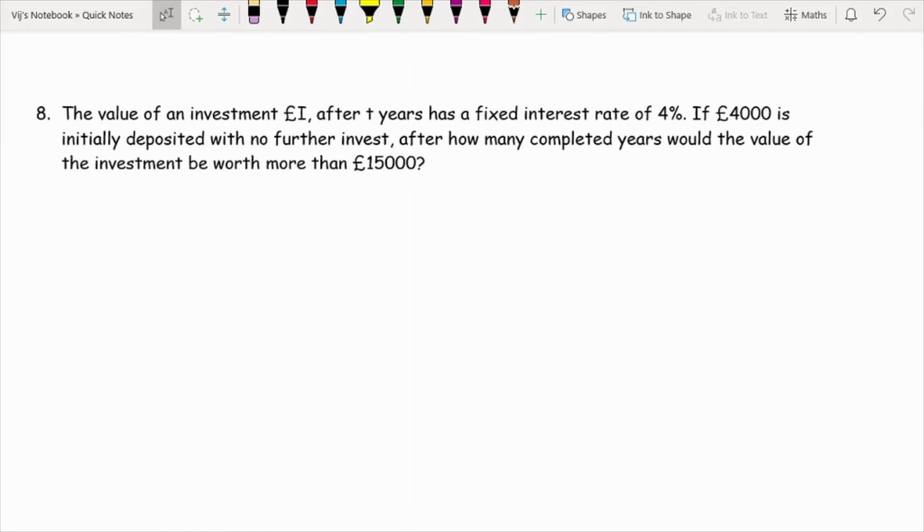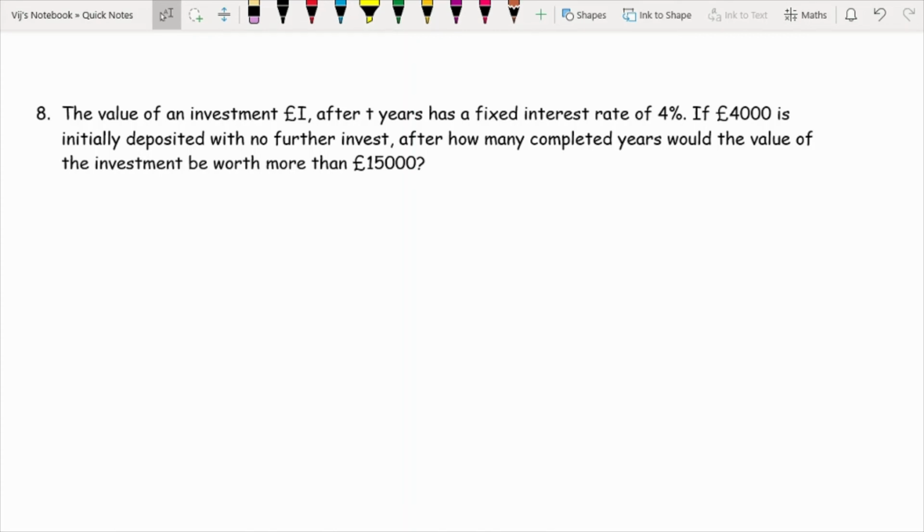So let's have a look at this particular question. It says the value of an investment of £x after t years has a fixed interest rate of 4%. If £4,000 is initially deposited with no further investment, after how many completed years would the value of the investment be worth more than £15,000?